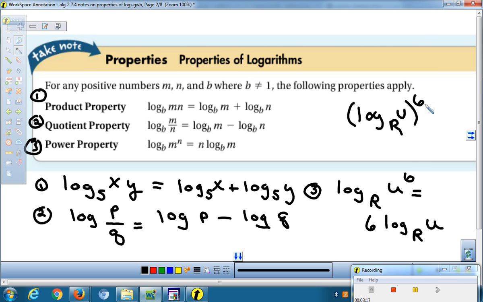Then you cannot bring the 6 down to 1. It only applies when the exponent is on the argument alone, not on the entire log. So the property does not work when we have that.